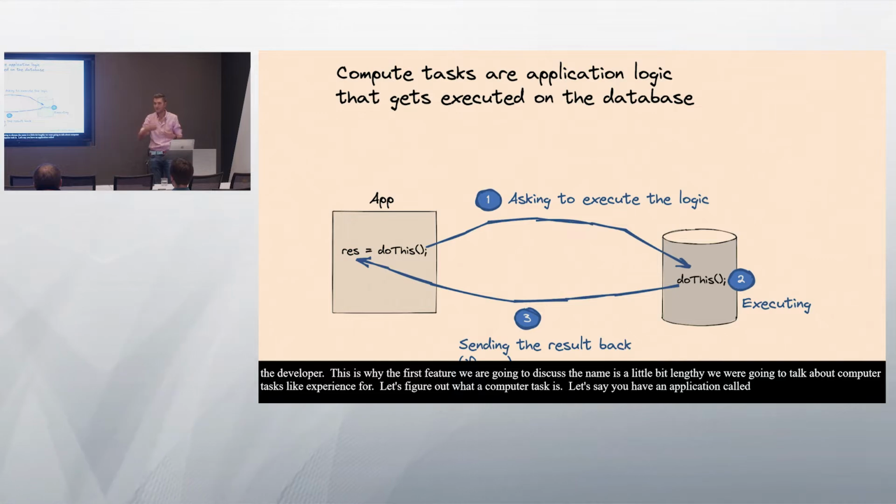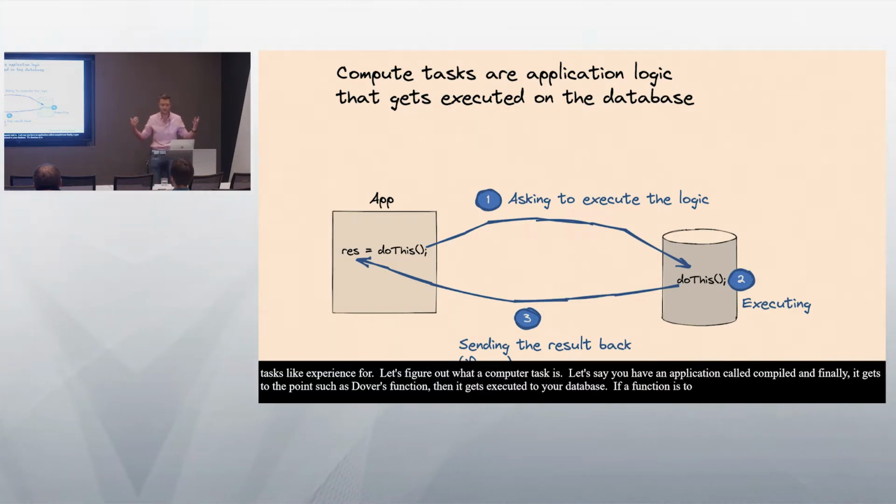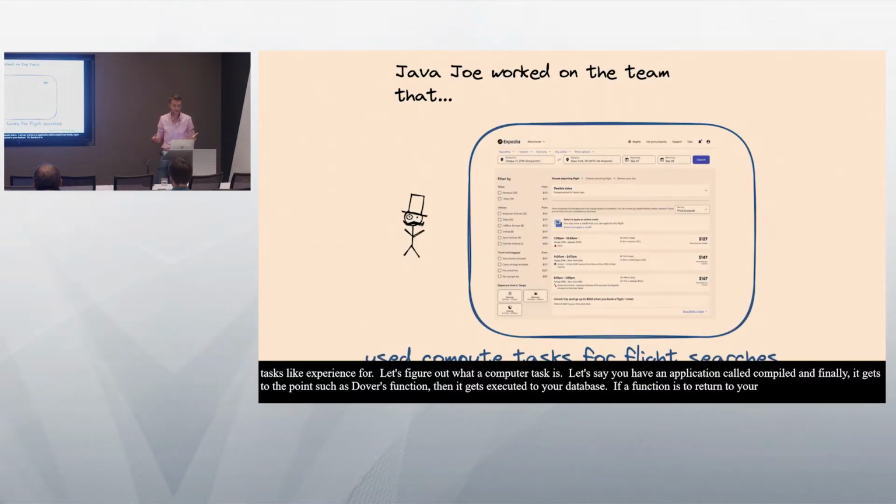And that function gets executed in your database. And then if this function needs to return anything to your application process, it will. If it doesn't need to return anything, it will return nothing. And next, let me give you several examples.